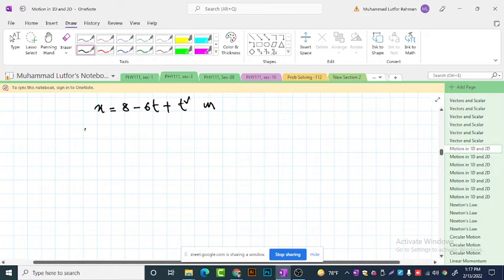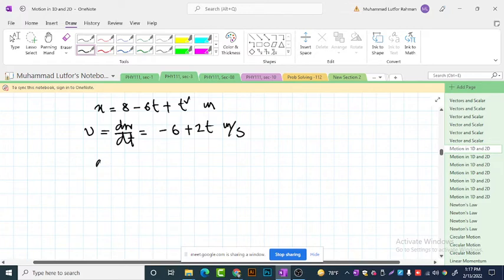Then I can find the velocity at any time, which would be the first time derivative of the position function, v is dx over dt. I'll find that it is going to be minus 6 plus 2t. Yes, is there any question over here? No, sir. So the velocity, in that case, I just take the first time derivative of this equation, which is minus 6 plus 2t, right?